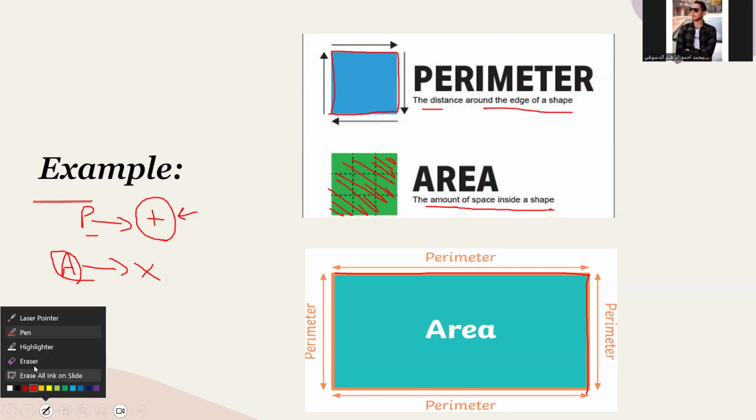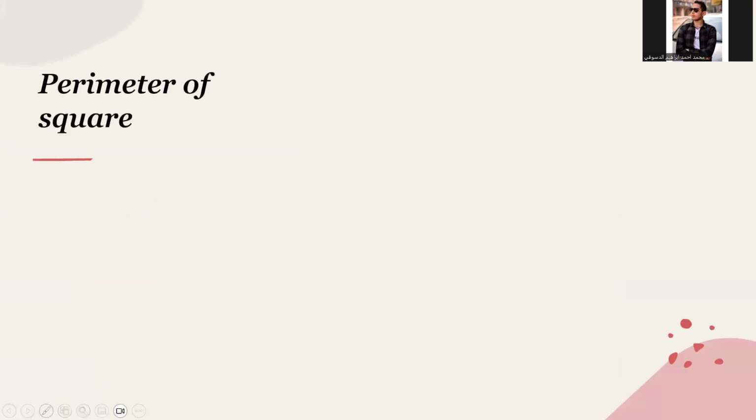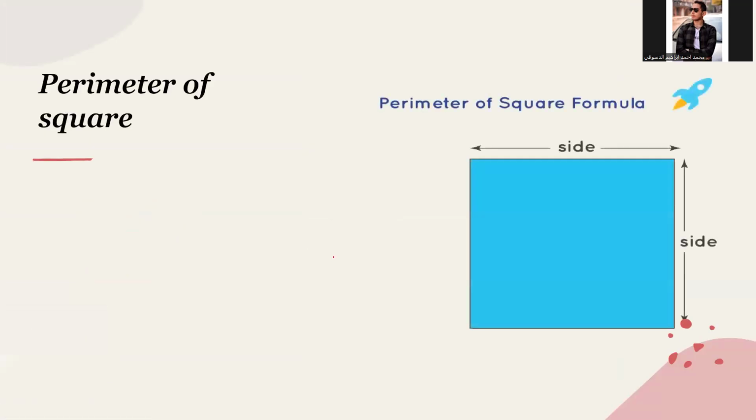Okay, so let's start with the perimeter of the square. If I have a square, first of all, the square and the rectangle are the same, but the square is a special figure of a rectangle, because all the sides of the square are equal. That means if this side is S, this side is also S, this side is S, and this side is also S.